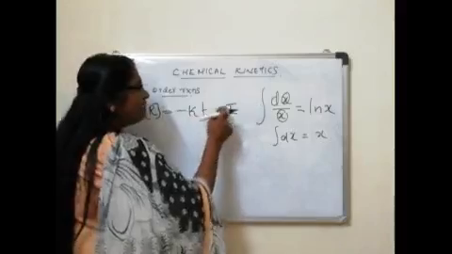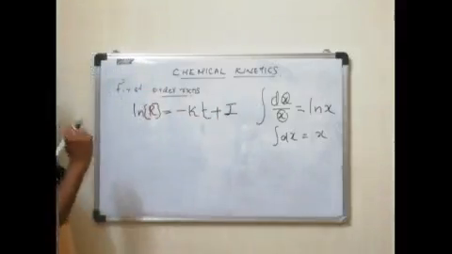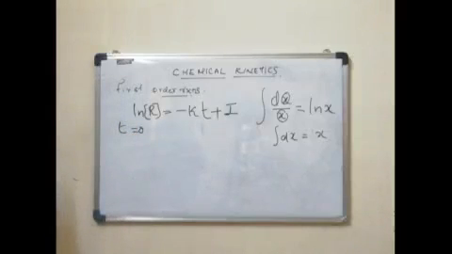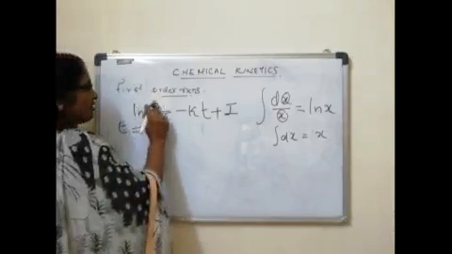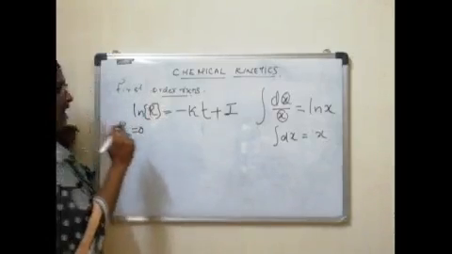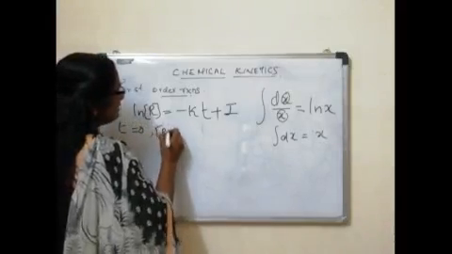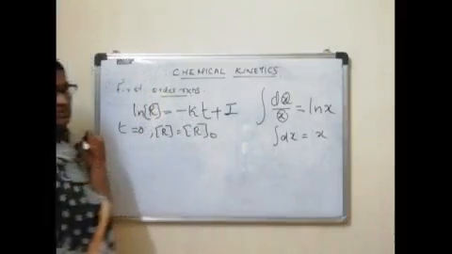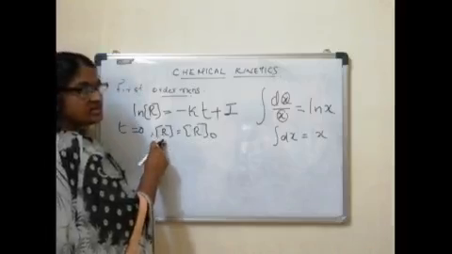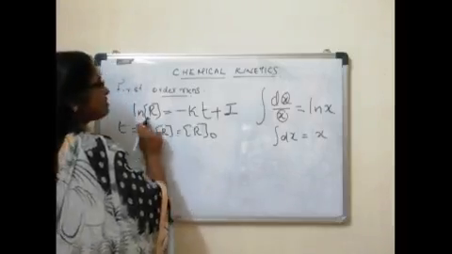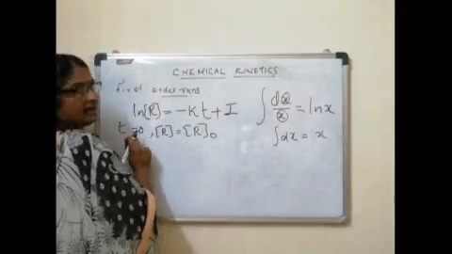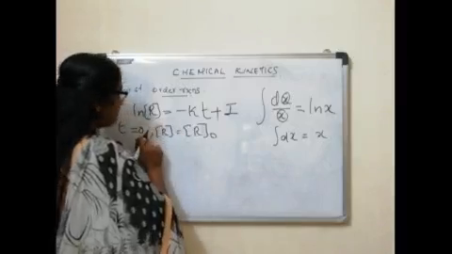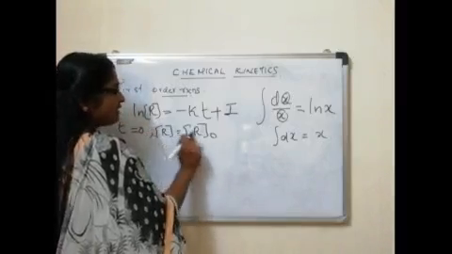In order to find the value of I, we consider a situation where time t is equal to 0, that is at the start of the reaction. Let the molar concentration of the reactant R be R0. That is the initial concentration. So at time t is equal to 0, the concentration of the reactant is R0.